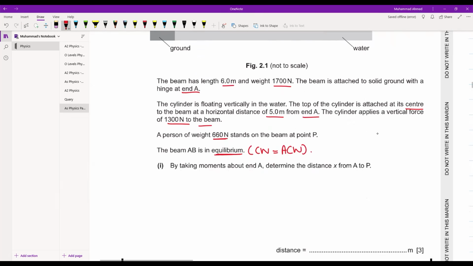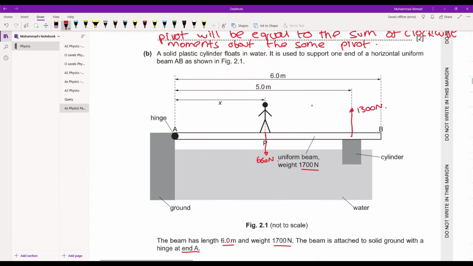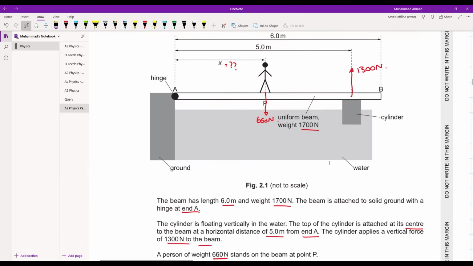By taking moments about end A, determine the distance x from A to B. Very easy, not that difficult. If you further realize, the uniform beam has a weight of 1700 Newton. What does the word uniform mean? I have told this multiple times. What does uniform mean? The weight acts in the middle. This is what we mean by uniform.